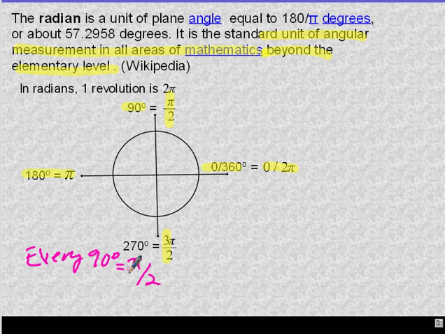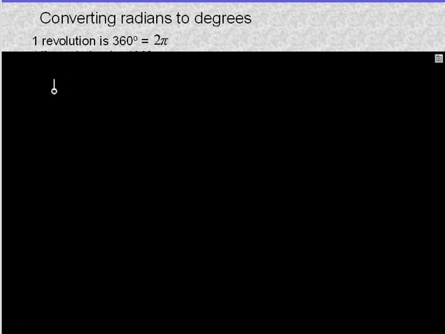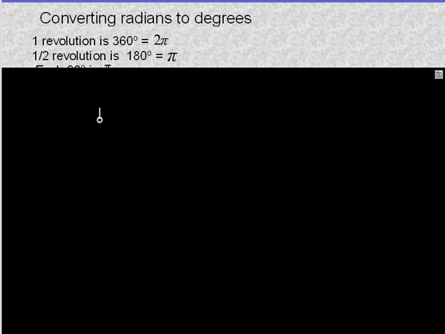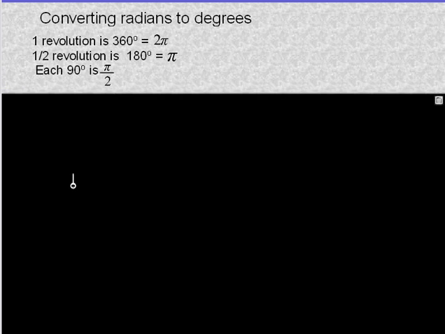We're going to learn how to convert angles into radians or degrees, because sometimes you will see angles in radians, sometimes you will see them in degrees, and you might want to convert. There's a standard formula that we're going to use. Just to get you set up for that formula, as I said, 1 revolution is 360 degrees, which is equal to 2 pi radians. Half a revolution is 180 degrees, which is pi. And as I said in the last slide, each 90 degrees is going to be pi over 2 radians.